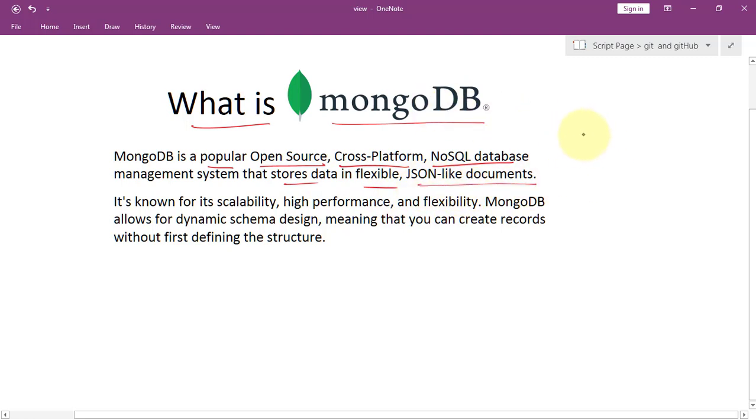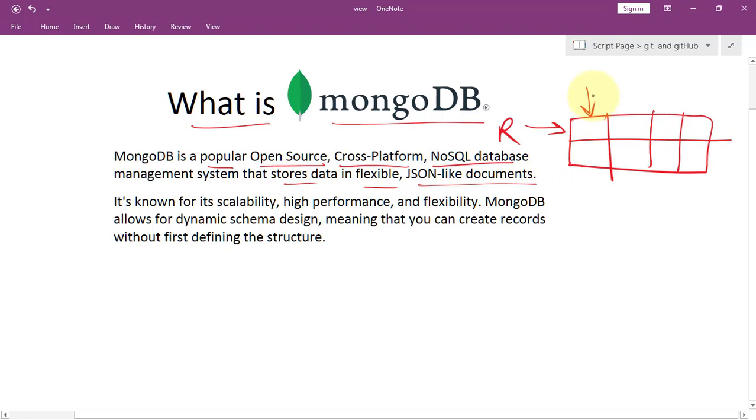In a traditional SQL database, we used to have tables with rows and columns, and each row holds a record and each column holds the property of that record. In the case of MongoDB, it is a NoSQL database, so it does not use tables to store data. It uses flexible JSON-like documents. So here we use JSON-like key value pairs to store the data.